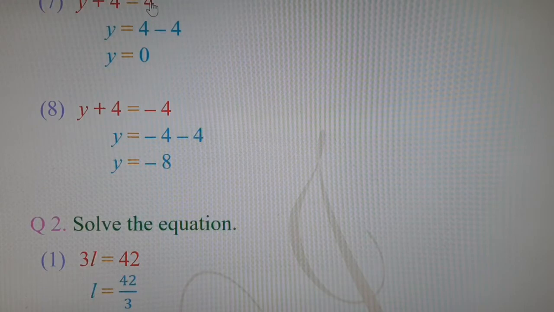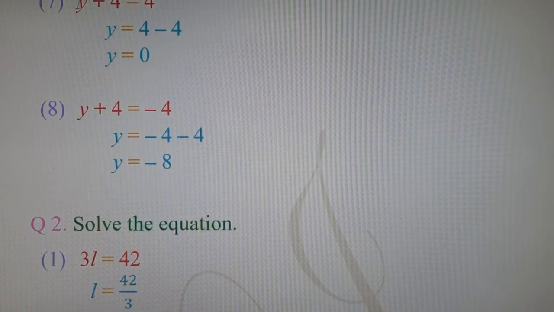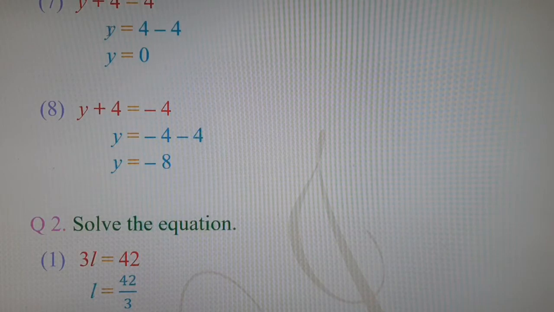So here the right hand side 4 will remain as it is, and the left hand side plus 4 is transferred from the left hand side and moved to the right hand side. It will become minus 4. So in the next step, we'll get 4 minus 4, and that will be 0. On the left hand side, we have to keep y alone, because we have to find the value of y, or we have to find the solution for this equation. That means the value of y has to be found. So here we get y is equal to 0 as the solution for this equation.